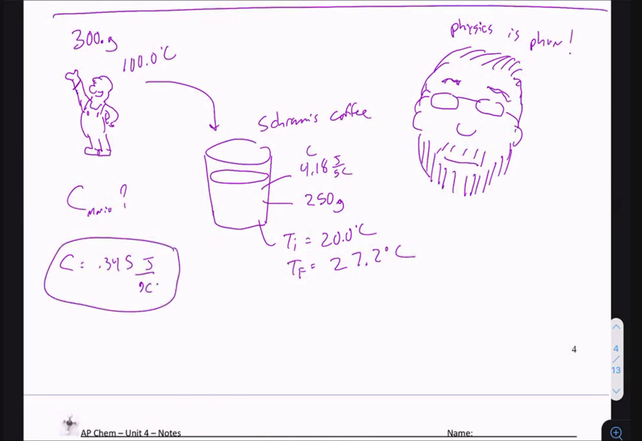So this is the premise for our lab tomorrow. You are going to be determining the specific heat of an unknown piece of metal by doing exactly this process. Okay? All right. That's as far as I wanted to get to today.